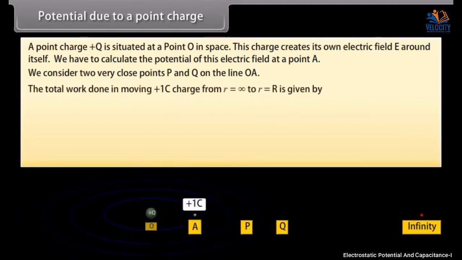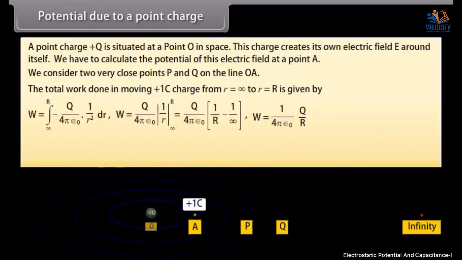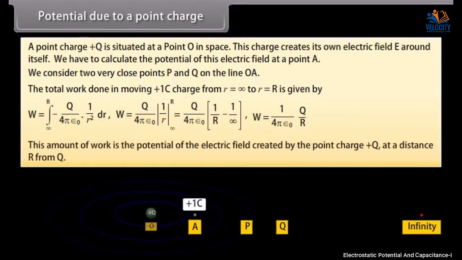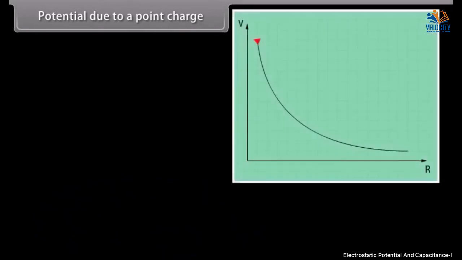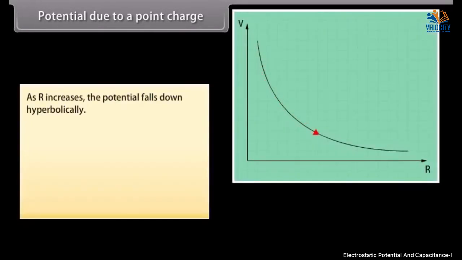The total work done in moving plus 1 coulomb charge from infinity to point R is given by W equals 1 upon 4 pi epsilon naught multiplied by Q upon R. This amount of work is the potential of the electric field created by the point charge plus Q at a distance R from Q. We can show in the graph that as R increases, the potential falls down hyperbolically.